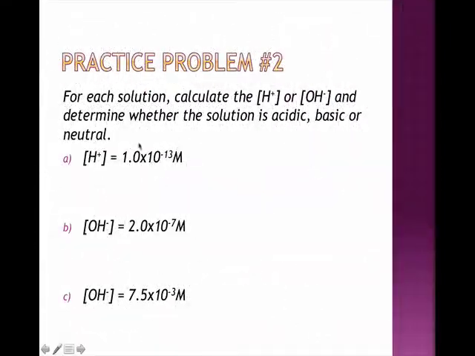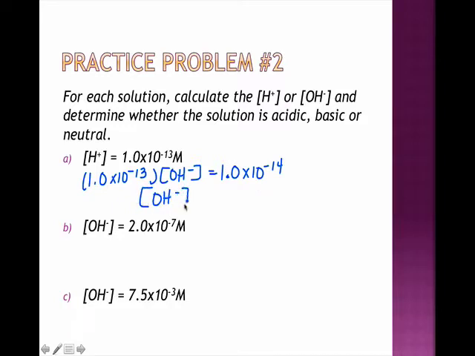Practice problem number 2, I'm just going to do A for you. You can do B and C on your own if you want more practice. H plus right here is 1 times 10 to the negative 13th. I'm going to use that same formula that we were just talking about. So I plug that in for the H plus. It's got to be multiplied by the hydroxide ion concentration, and we have to get 1 times 10 to the negative 14th.